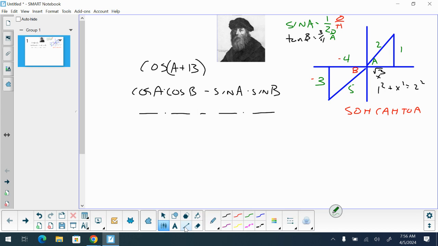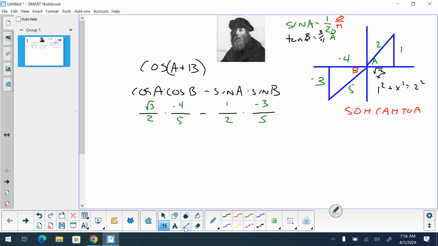Brandon, what's the cosine of A? What's the cosine of B? Okay, just looking at our triangles. What is the sine of A, Coy? 1/2. And what's the sine of B? -3/5. Okay, so you get your ratios down.